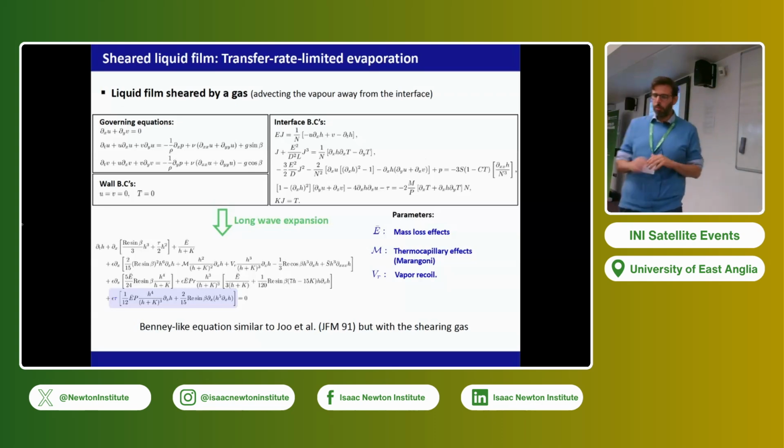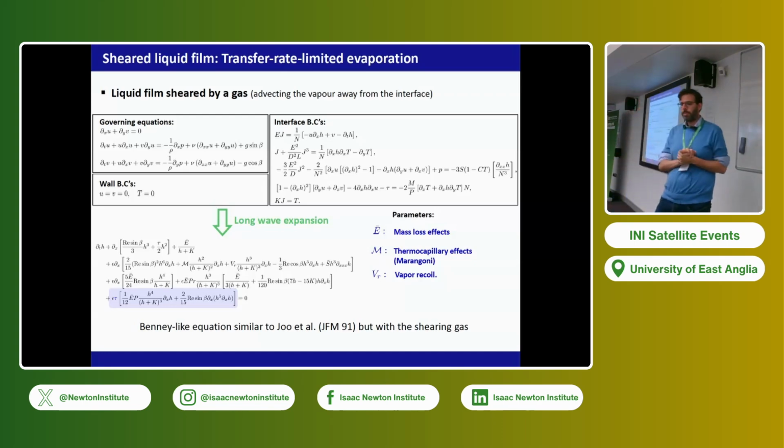Let's first revisit all the equations, starting with the governing equations. I mean, the usual set: Navier-Stokes, the momentum equation, and the interface equation. With the long-wave expansion, we can reach this Benney-like equation, which is similar to Zhu et al., but we add the shearing gas, which is highlighted in lilac, I guess.